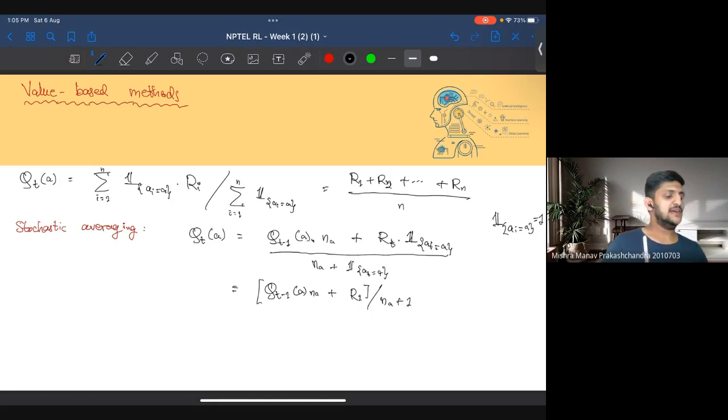And so all you need to know is the current reward that you get on taking action a at current time step t, and you just add it to the previous known Q value. So you don't need to keep track of all the rewards accumulated so far. So this is useful in that respect.